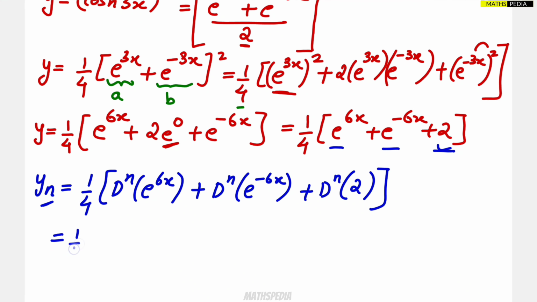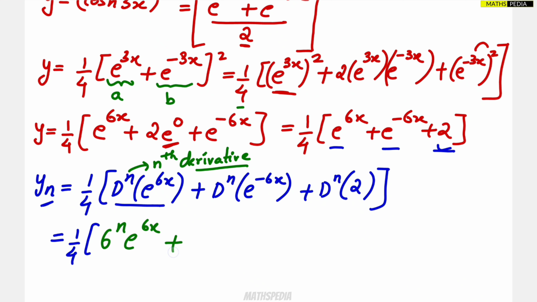So it is equal to 1 by 4 outside. Now see, d power n basically means the nth derivative. Remember this. First question we are doing, that's why I am explaining each and every thing. Okay, so d power n is the nth derivative of e power 6x. What formula are you going to apply? A power n. So 6 power n e power ax plus minus 6 power n e power ax, and this part is 0.